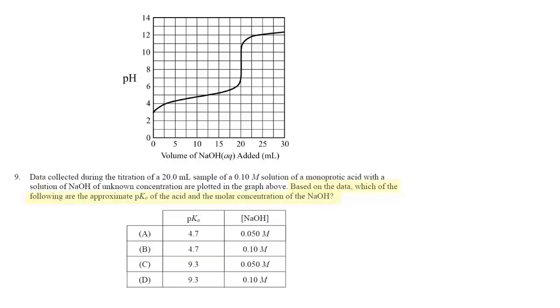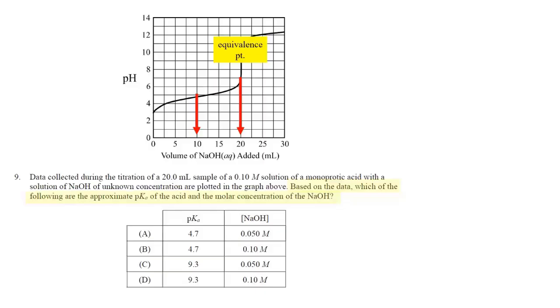I'm going to draw an arrow to show the location of the equivalence point. There's that rapid increase in pH, and that occurs on the x-axis at 20 milliliters. So that would be the location of the equivalence point. Well, half of 20 is 10, so the half equivalence point would be at 10 milliliters on the x-axis.